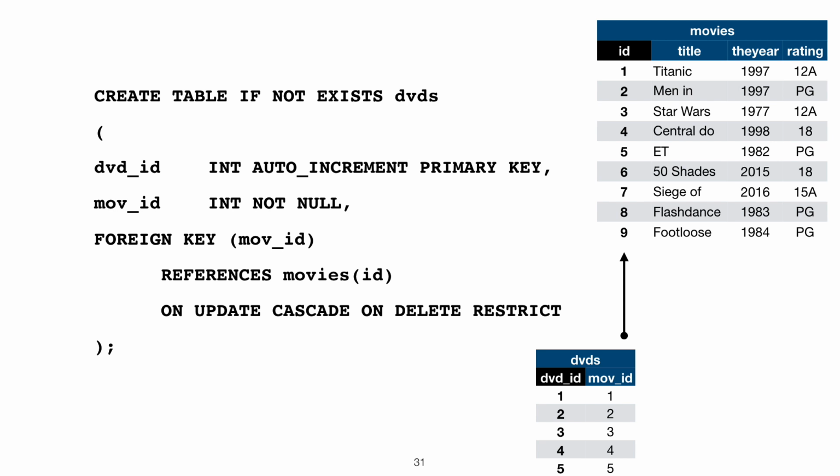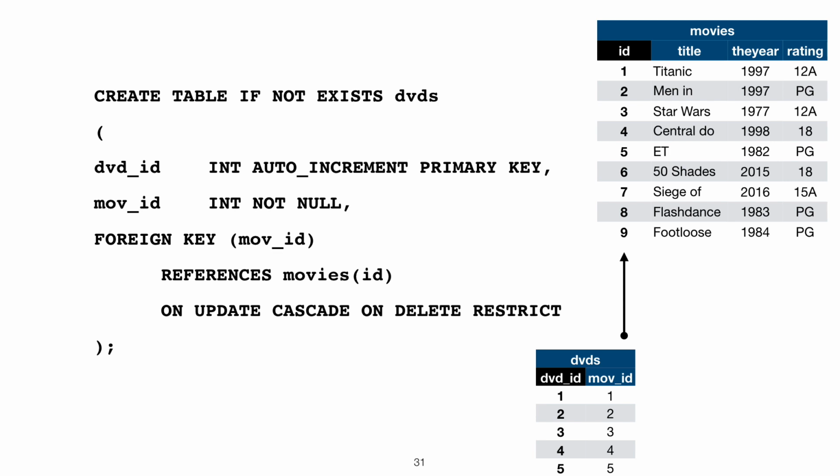And here we're saying that that's a foreign key. It references the ID in the table movies. And we're saying on update cascade, on delete restrict. What we're saying here basically is that we won't allow you to delete an ID from movies if it's being used here in the table DVDs. We won't let you do it.